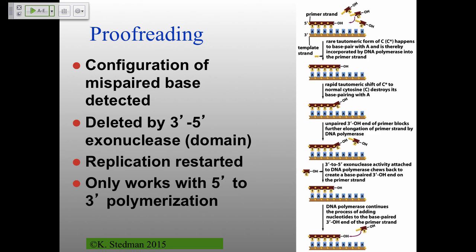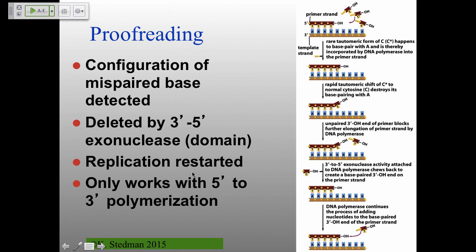Just a quick reminder, exo means coming in at the end, endo means cutting in the middle. Exo is going to be chewing at the ends of your nucleic acid, endo is going to cut in the middle. So the exonuclease will chop out that individual nucleotide and you will restart your replication because you've generated a 3' OH. This only works with 5' to 3' polymerization.